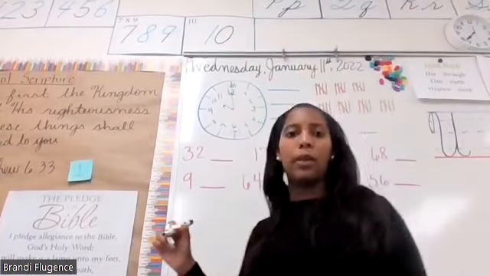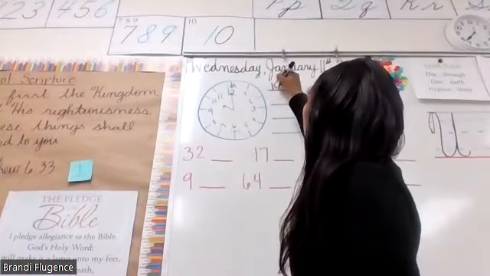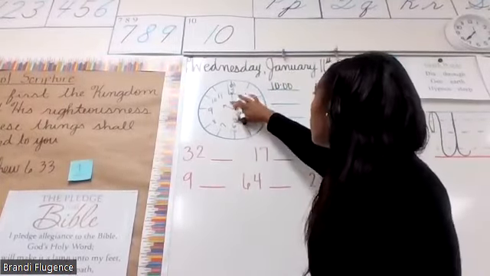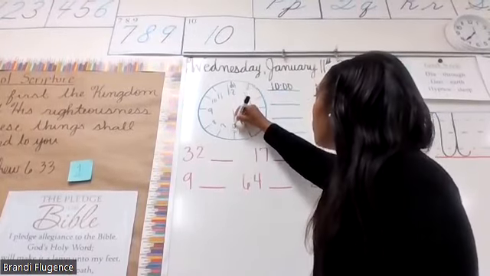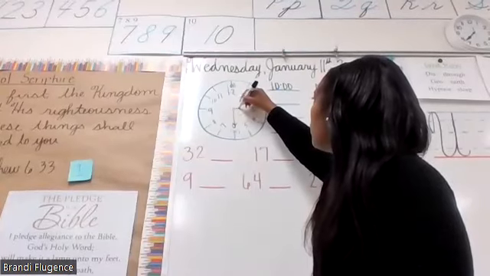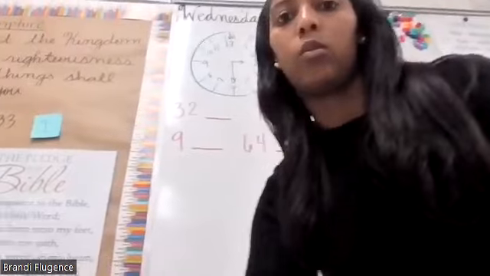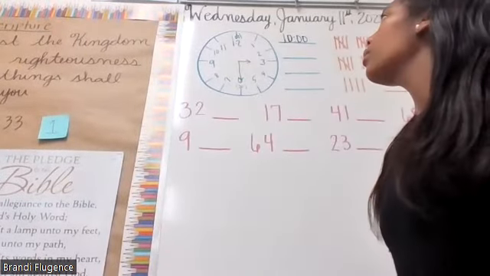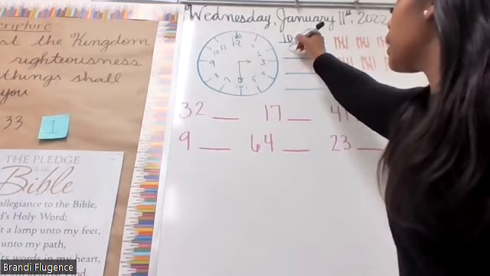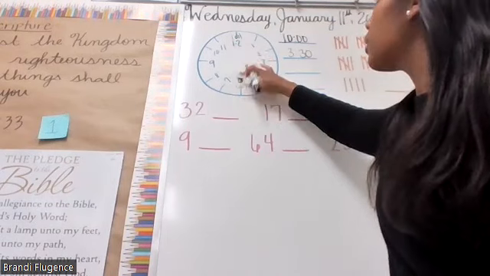Okay? What time would this be? This one we should know. Pretty simple. What time? It's 10 o'clock. Okay. What time would it be here? 3:30. Our hand is on 3. Remember, on that 6, that means 30 minutes. 3:30.